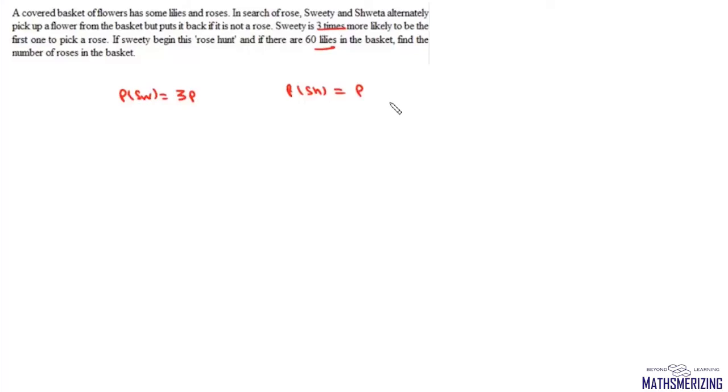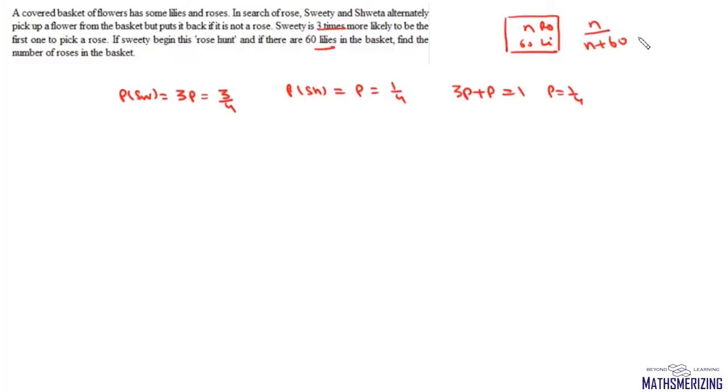Now since these two events are mutually exclusive and exhaustive, we'll get 3P plus P equals 1, or the value of P is 1 by 4. So the probability of Shweta getting a rose is 1 by 4, and the probability of Sweetie getting it is 3 by 4. Then in the basket, suppose there are n roses and 60 lilies. Now the probability of getting a rose is n upon n plus 60. Now we need to find the value of n.